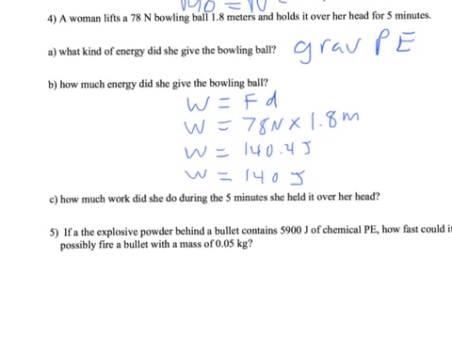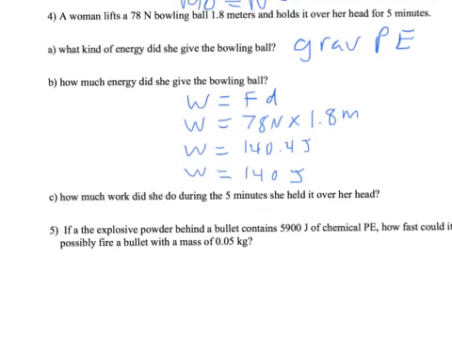Now, how much work did she do during the 5 minutes she held it over her head? Well, in this case, when she held it over her head, she was applying 78 newtons of force, but she moved the bowling ball a distance of 0 meters in that time. And therefore, although it feels like she's doing work, she's not giving the ball any energy. So what we have to say then is she did 0 joules of work on the bowling ball. It's a weird way of saying it, but that's how we say it.